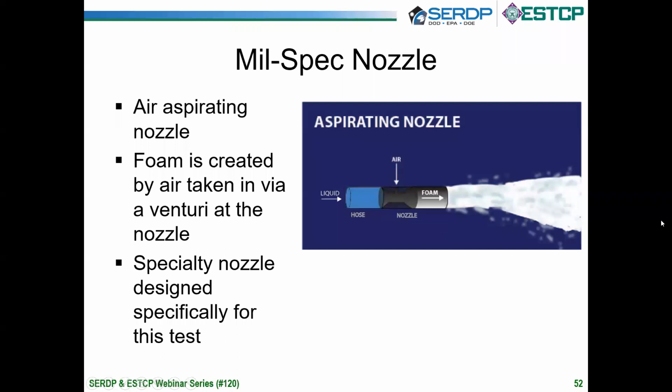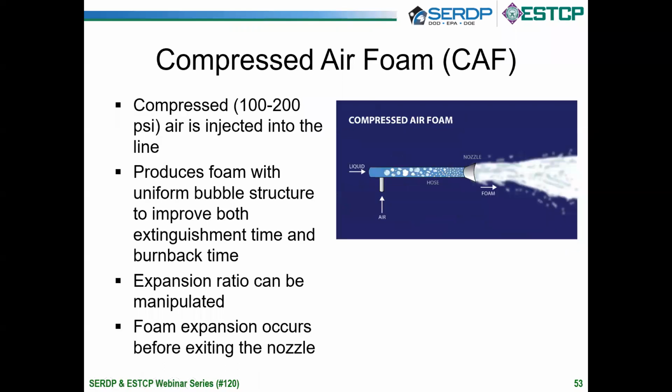So let's see how the compressed air foam nozzle works. In this case, we are using compressed air at 100 to 200 psi. That's injected in a line. Most of the foam develops before release from the nozzle. And this is sort of like what happens with shaving cream, where you have a similar kind of mechanism that gets you a very, very stable foam.